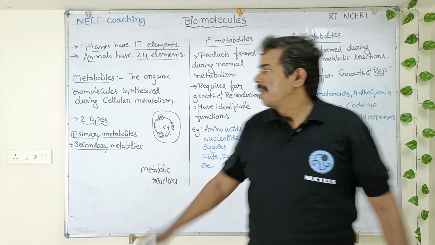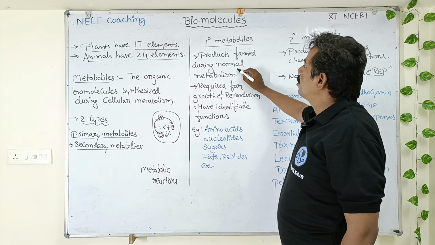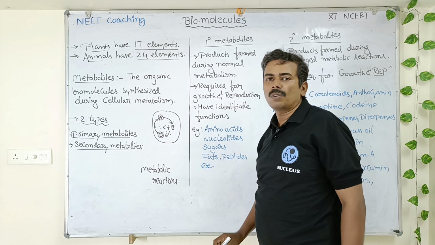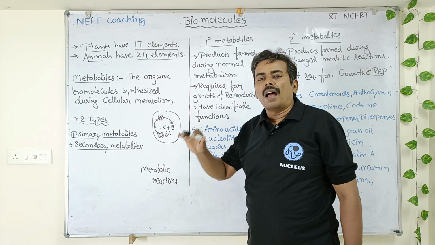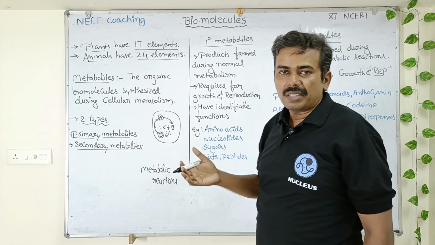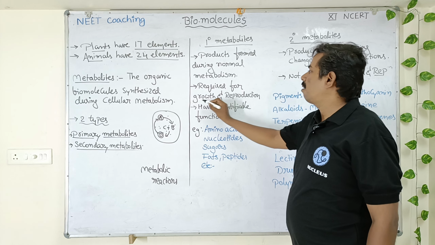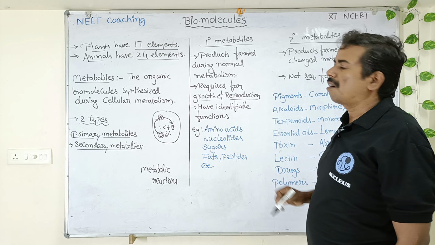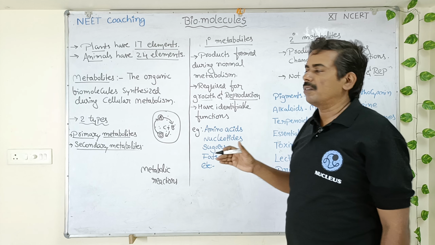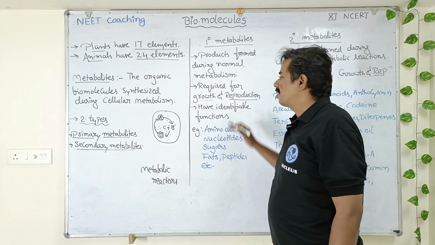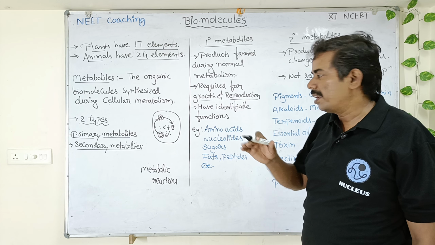Primary metabolites are those molecules which are products formed during normal metabolism. So whenever normal metabolic reactions are happening inside the cell, whatever molecules are synthesized inside the cell are called primary metabolites, and they are required for normal growth and reproduction of the living organisms. They are essential for normal growth and reproduction. Okay, and they have identifiable functions. We can also identify the functions of those biomolecules individually.